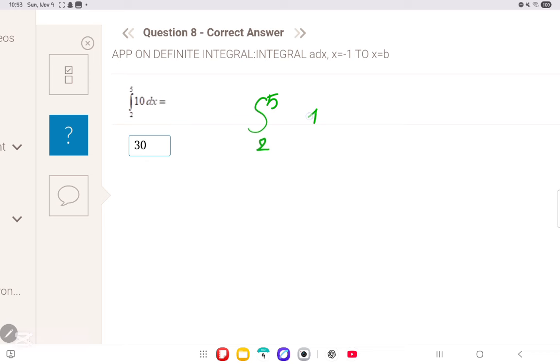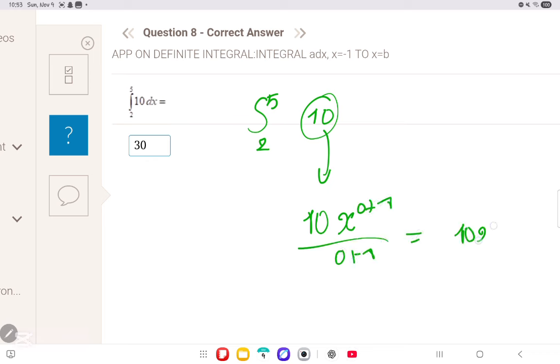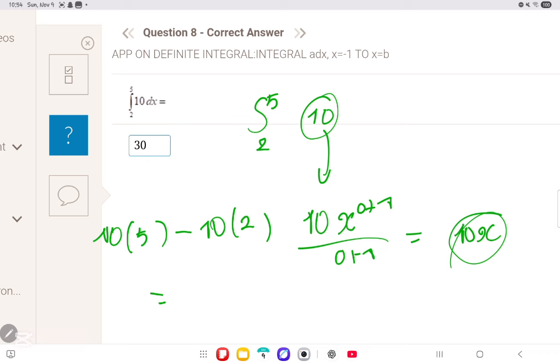Integration of 5 to 10. You need to take the integral of this. So how do you integrate it? It's going to be 10. This is x to the power of 0, so 0 plus 1 over 0 plus 1. So it's going to be 10x, okay? So it's going to be now 10 times 5 minus 10 times 2. What's that going to be? 10 times 5 minus 10 times 2. That's going to be 30.